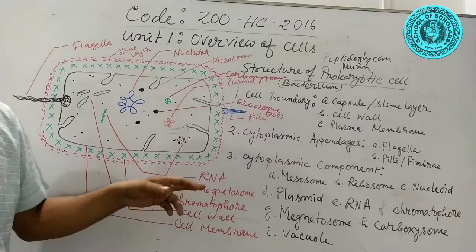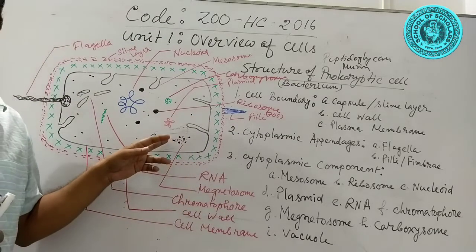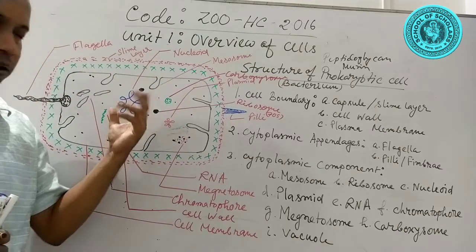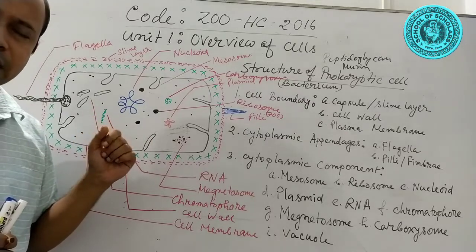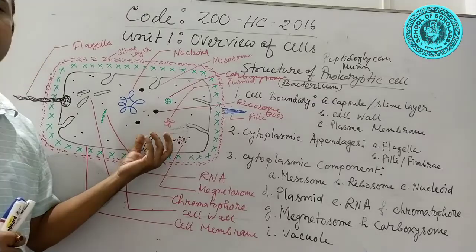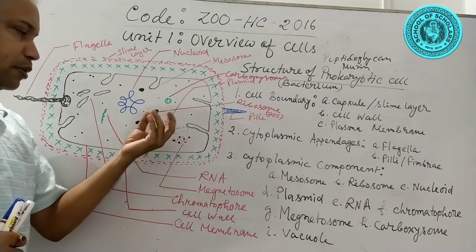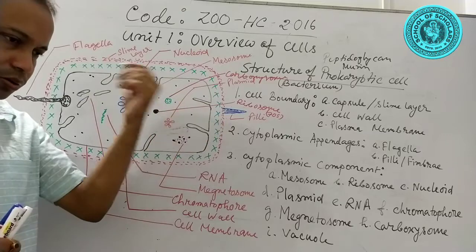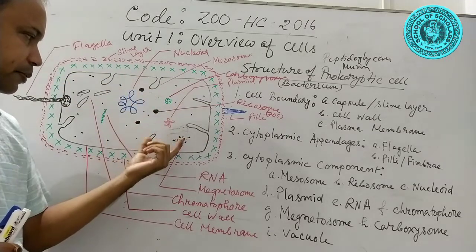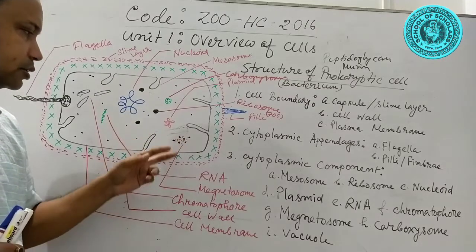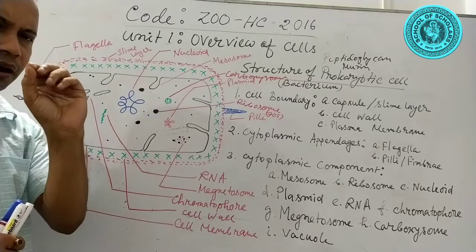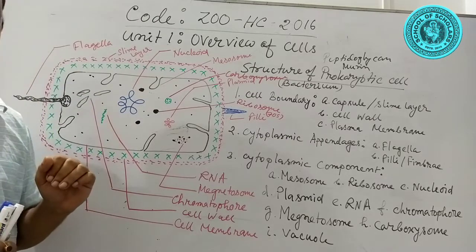Next one is magnetosome. Magnetosomes are cytoplasmic inclusions present within this bacterial cell. What is a cytoplasmic inclusion? Cytoplasmic inclusions are certain non-living materials. This type of structure is also present in animals and plants. These non-living materials present inside the bacterial cytoplasm are called cytoplasmic inclusions. And in certain bacteria, very small fibrils are also present.